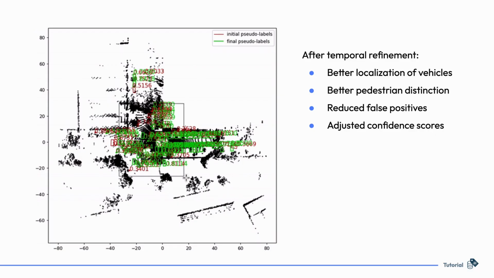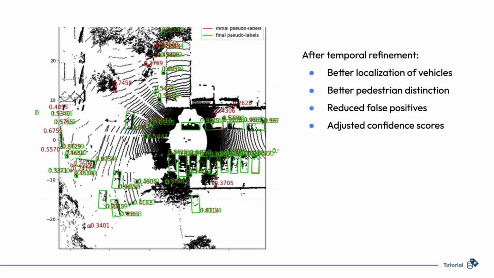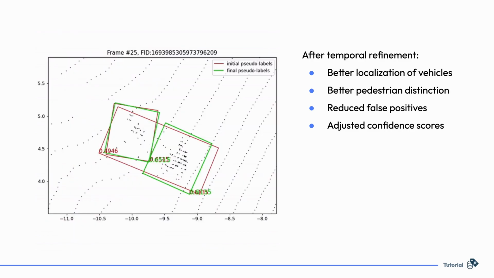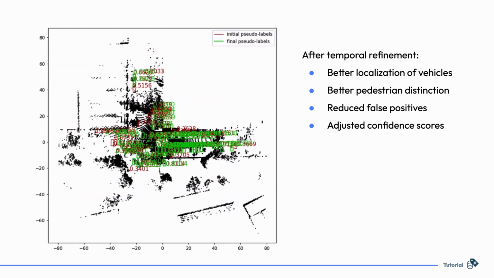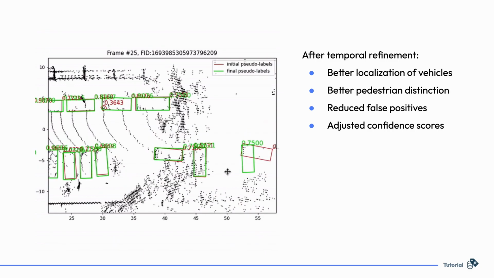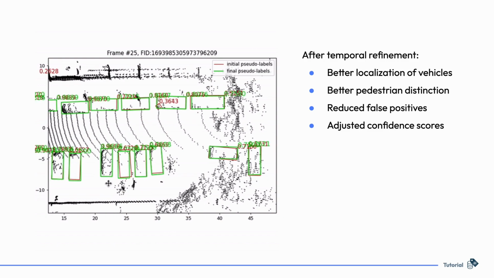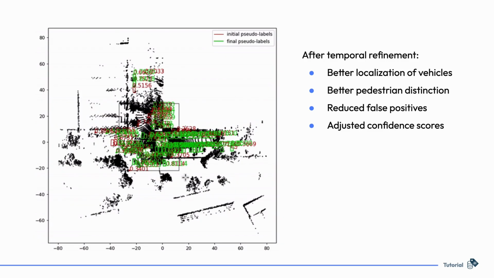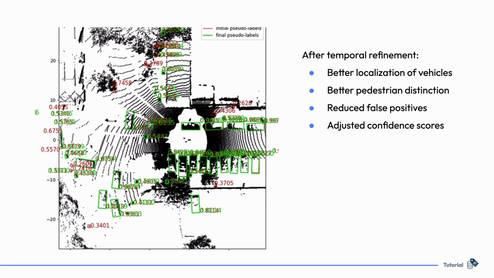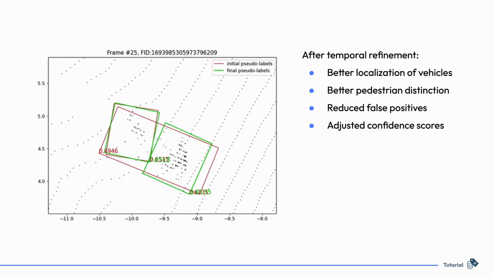That looks a little something like this, where initially your labels may have a lot of false positives or might combine 2 pedestrians into one, but once you refine them with the tracks, you get a lot better localization and positioning of these boxes, especially for far range and occluded vehicles. You also have reduced false positives, and we adjust the confidence scores for the refined boxes as well.